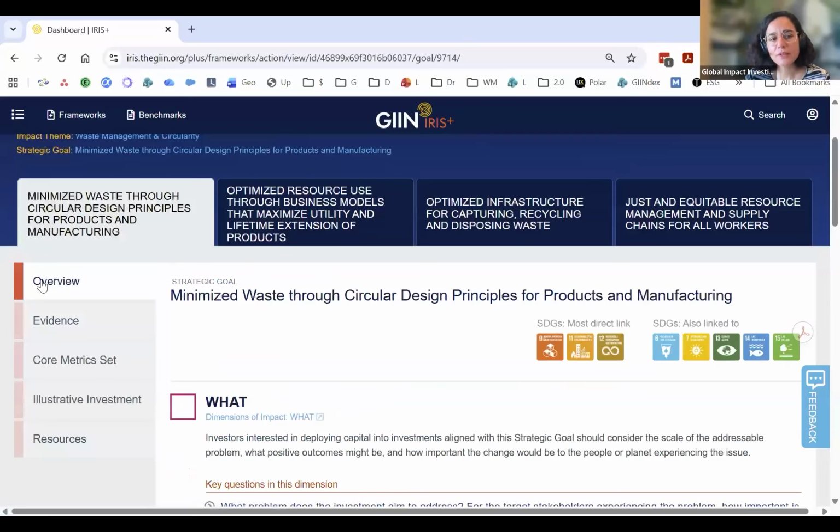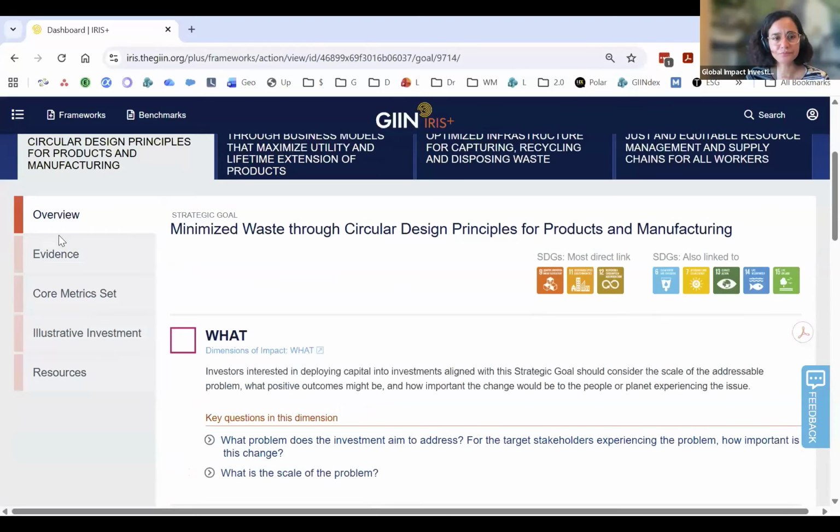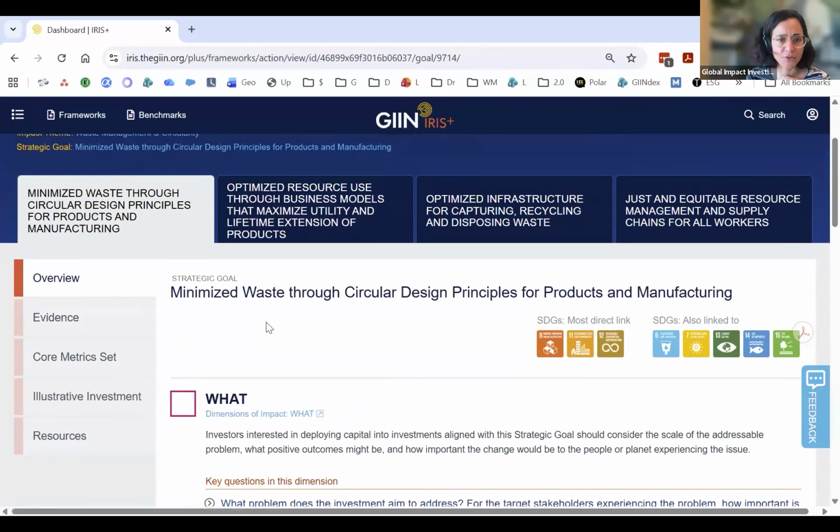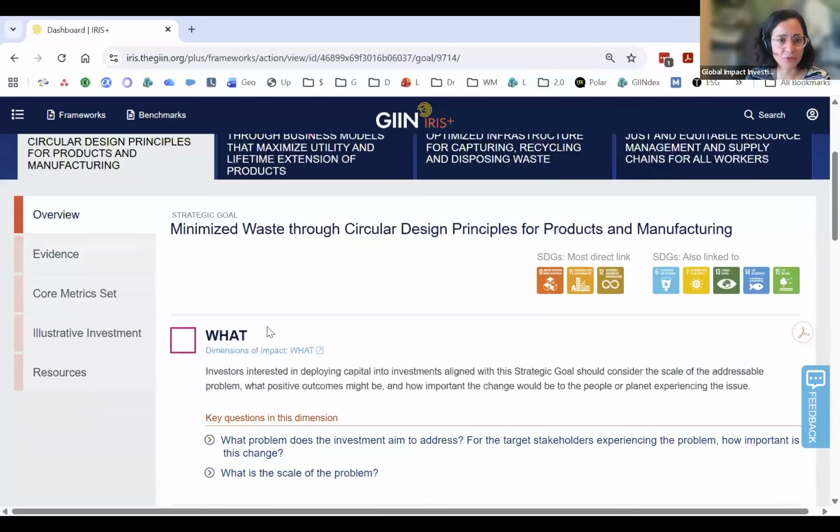So what you see on this overview section, I will discuss first the overview section and the evidence section, and then we'll go back to the presentation for a bit. So in the overview section, you will find a couple of things. First of all, you'll find here on the right a mapping of this strategic goal to the SDGs, the most direct links and indirect links.